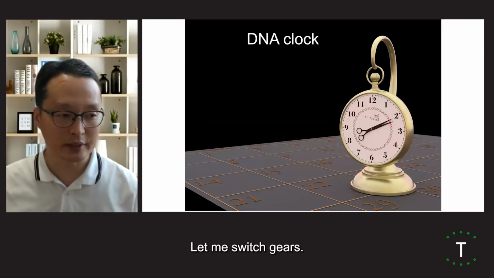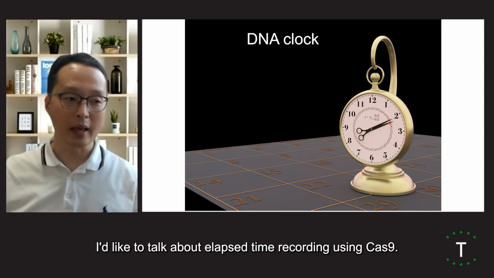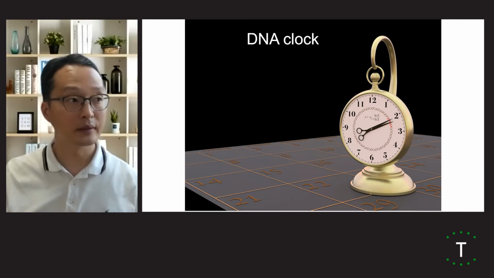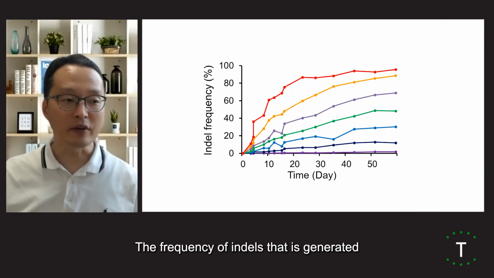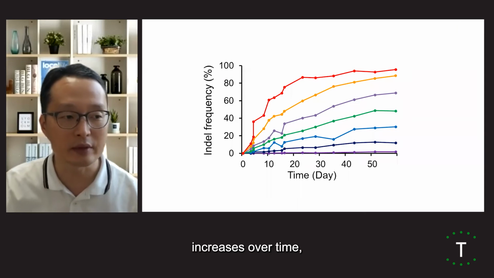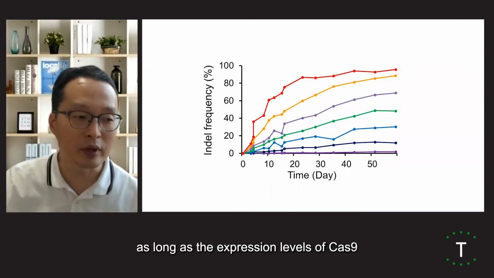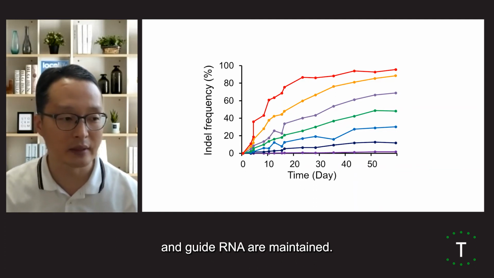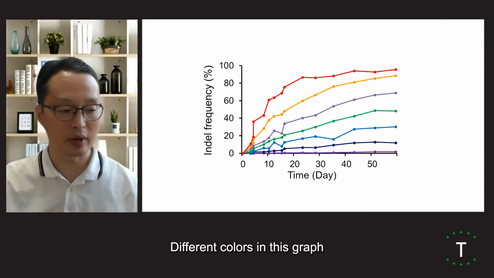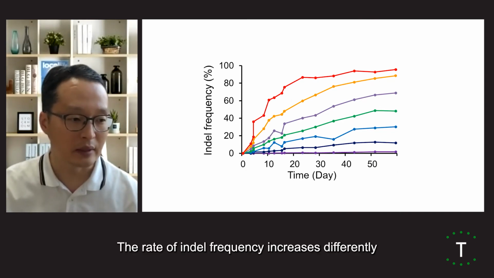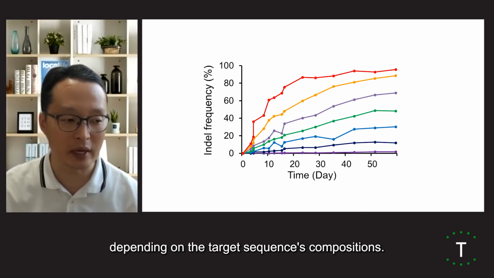And let me switch gears. I'd like to talk about elapsed time recording using Cas9. The frequency of indels that is generated by Cas9 nuclease increases over time, as long as the expression levels of Cas9 and guide RNA are maintained. Different colors in this graph represent different pairs of target sequence and guide RNA. The rate of indel frequency increase is different depending on the target sequence compositions.